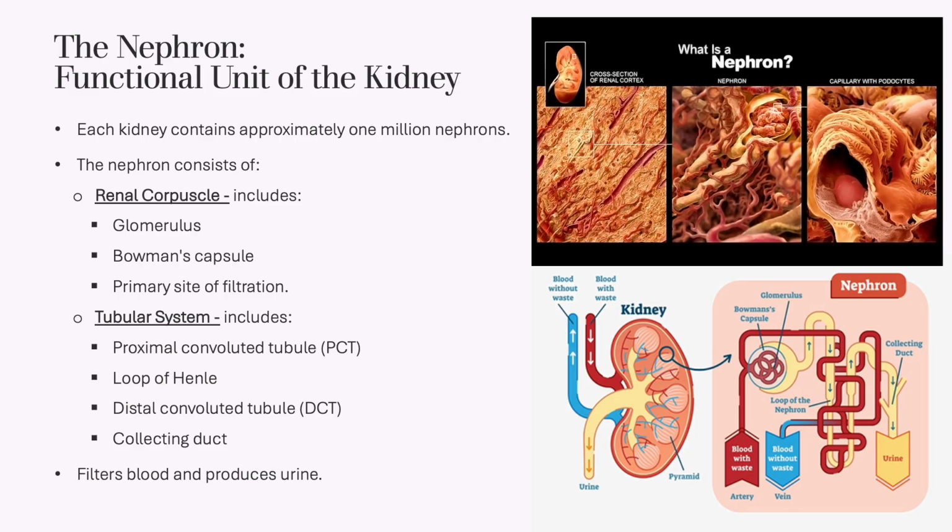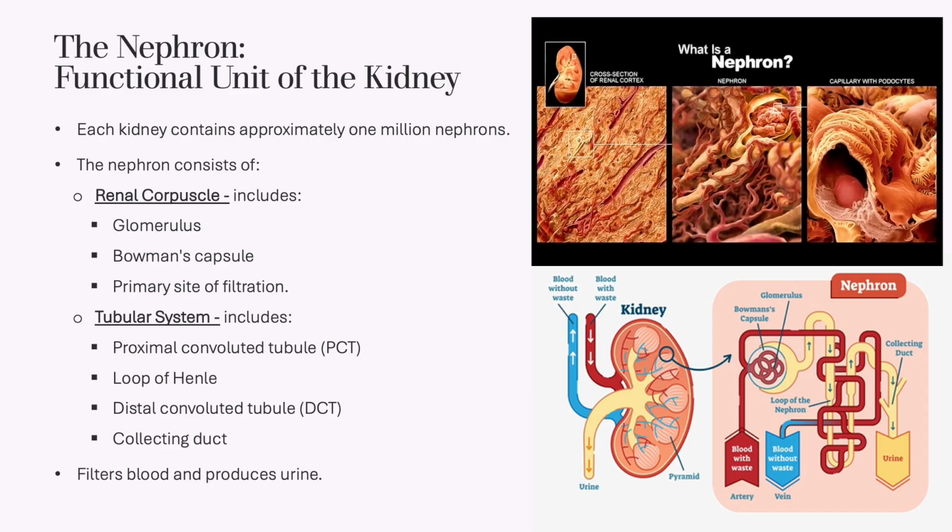So the nephron, let's talk about the nephron. The nephron is the functional unit of the kidney, and each kidney contains approximately 1 million nephrons, and every one of them is important. The nephron consists of two major parts: the renal corpuscle, which includes the glomerulus and the Bowman's capsule, and this serves as the primary site for filtration. Blood enters the glomerulus under pressure, allowing water and small solutes to be filtered into the Bowman's capsule.